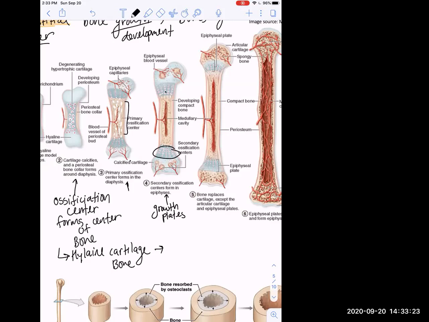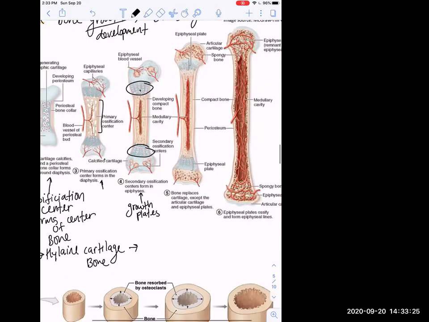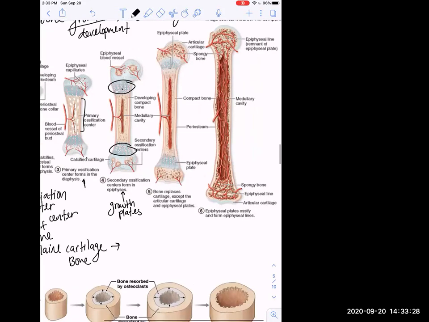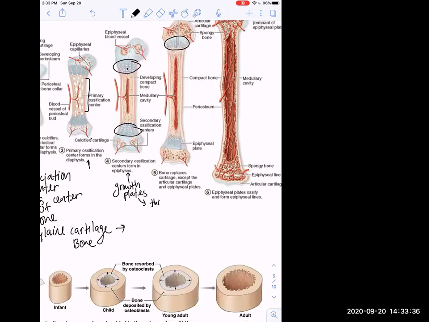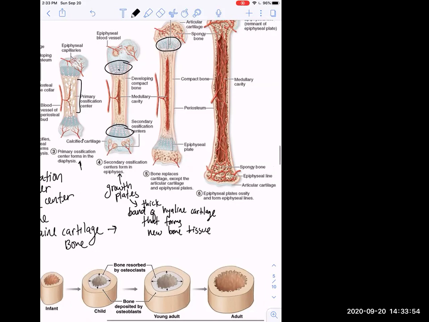We call these secondary ossification centers. These become your epiphyseal or growth plates. Here you can see it's a young bone, and we have an active epiphyseal plate. Growth plates are a thick band of hyaline cartilage that forms new bone tissue. And you will continue to grow bone tissue from these epiphyseal plates. You'll continue to grow and grow.